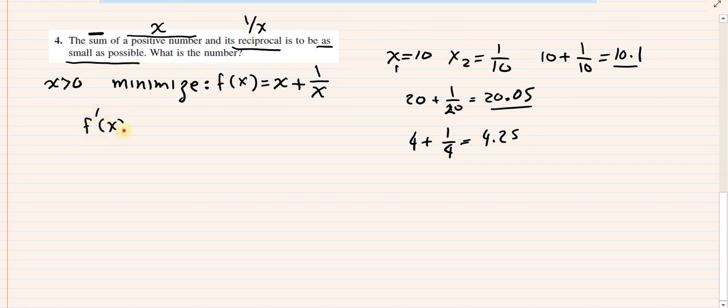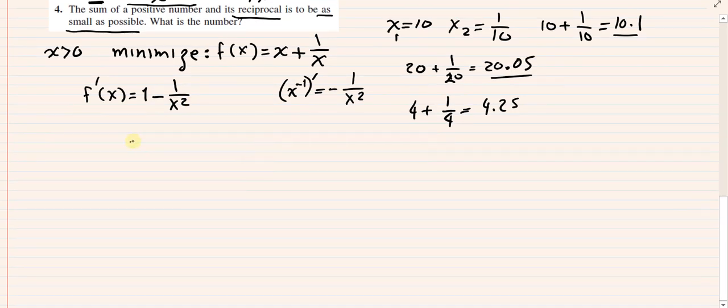f prime of x, we're going to go through our process. Well, for us to find the extreme of a function, we're going to use first or second derivative tests here, right? So I'm going to do f prime of x, which is going to be 1. The derivative of 1 over x, again, that's x to the negative 1. This derivative is going to be negative 1 over x squared, right?